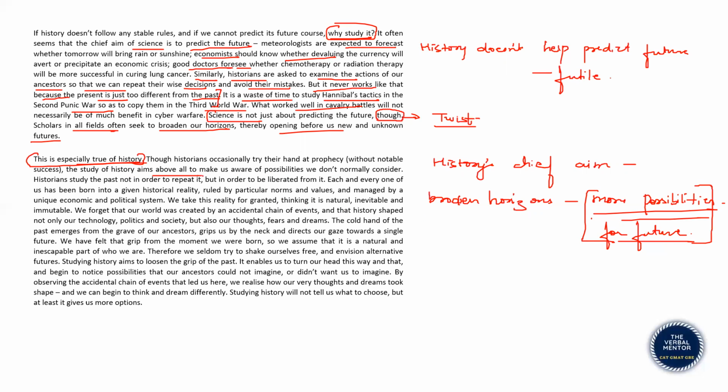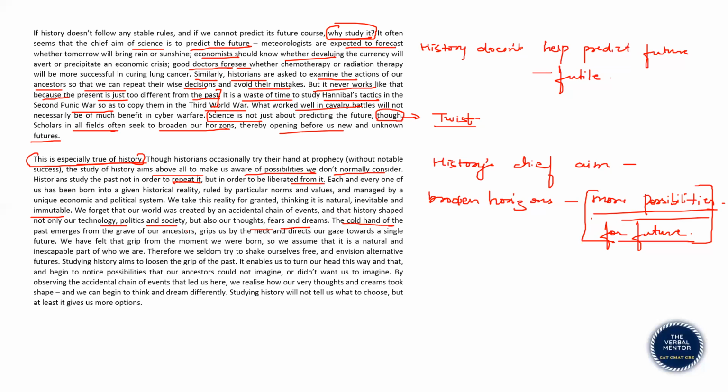The study of history aims above all to make us aware of possibilities we don't normally consider. Same idea, same meaning. Historians study the past not in order to repeat it, but in order to be liberated from it. Each and every one of us has been born into a given historical reality, ruled by particular norms and values and managed by a unique economic and political system. We take this reality for granted, thinking it is natural, inevitable, and immutable. We forget that our world was created by an accidental chain of events and that history shaped not only our technology, politics, and society, but also our thoughts, fears, and dreams.